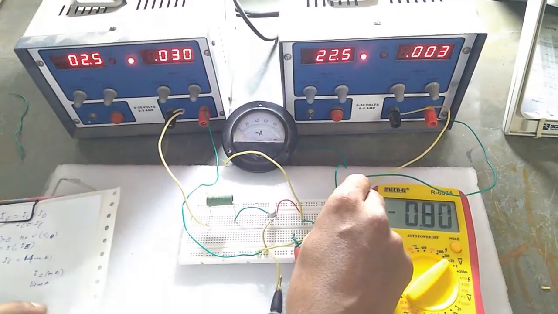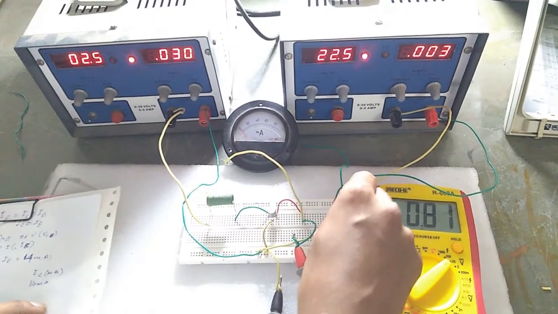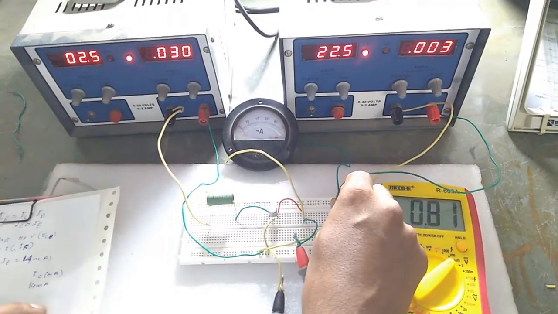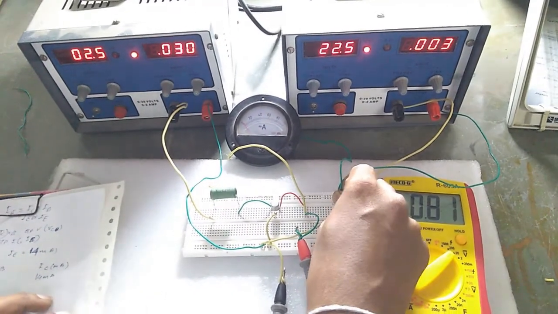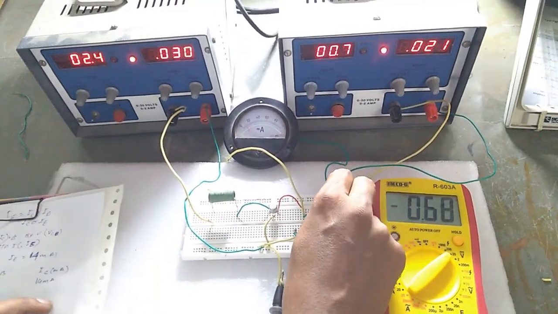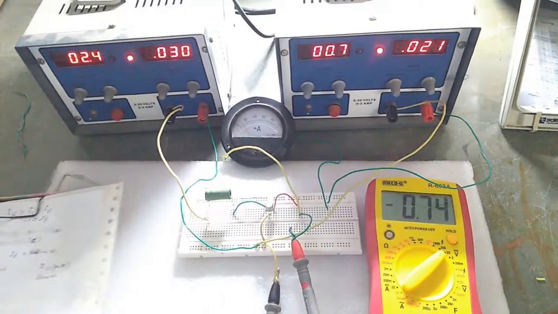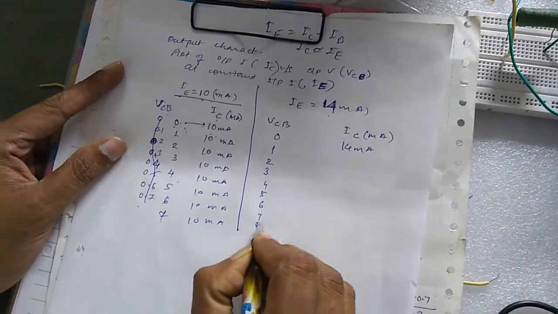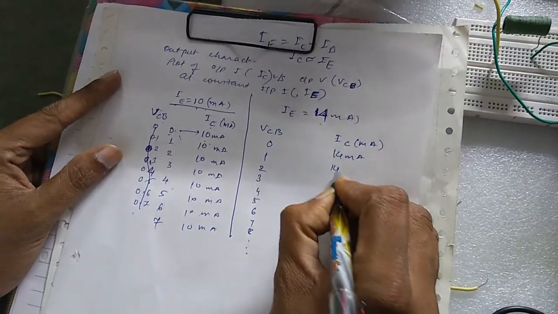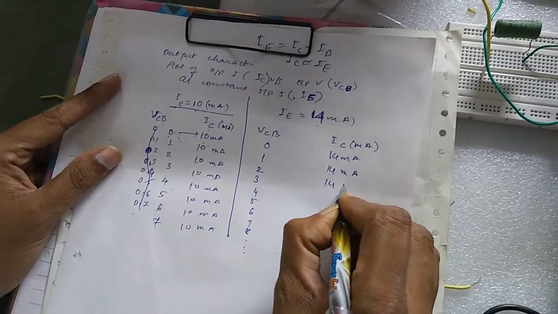See, I have increased to 22 volts, but still the current is constant. So we can write down 1, 2, 3, 4, 5, 6, 7, 8 and so on. The current is constant at 14 milliamperes.